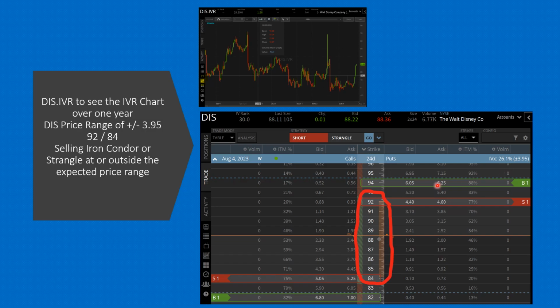So in other words, I will now look for an Iron Condor or a Strangle just at or outside this range, because this is what I think now, in the next 2 or 3 weeks, it will be fine to trade options on that side and that side, just outside the range.